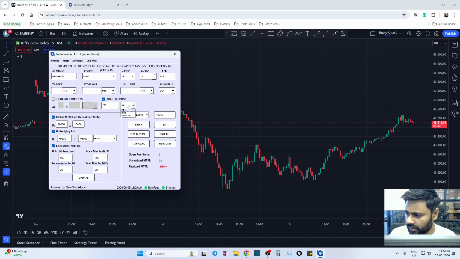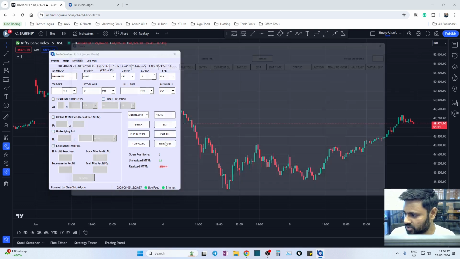Also, one more thing, when it comes to this trail to cost, if you have given some initial stop loss, then this initial stop loss will be modified. If you don't give any stop loss, still fine. We will create a stop loss once this trail to cost price is achieved. All this will be happening in the broker terminal itself, so you are safe. Even if something happens to the broker's API, or your system power goes off or internet goes off, nothing will happen because the orders are already sitting in the exchange. That's the point. So let's uncheck all these.